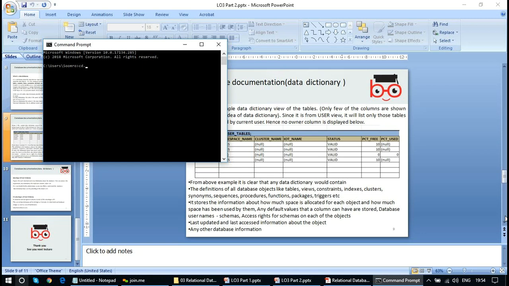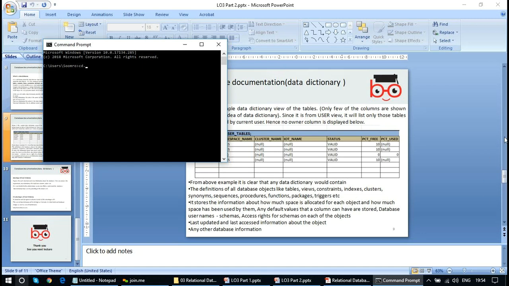So that was about the documentation, and obviously there are certain advantages and disadvantages of the data dictionary. The advantage is that if you have a data dictionary, then any programmer can understand it well. The disadvantage is that if you are explicitly creating the data dictionary and nobody has to use it, then it's a disadvantage. It will cost you a lot.